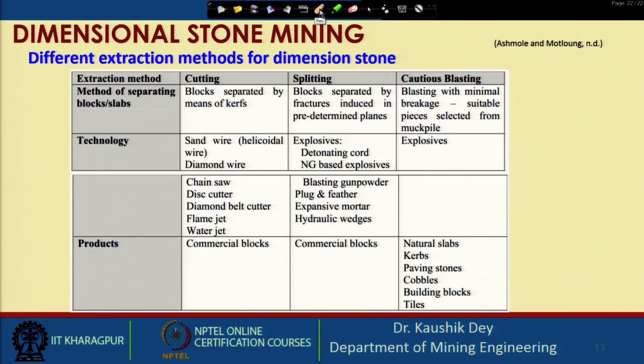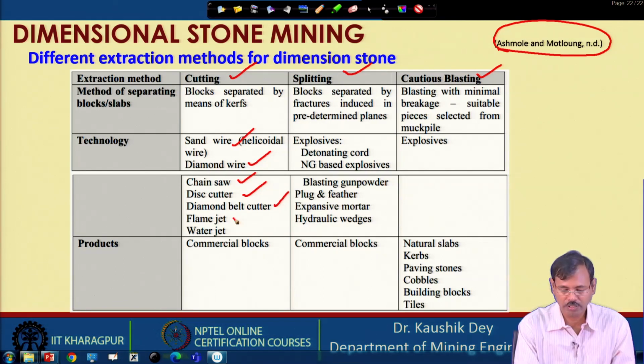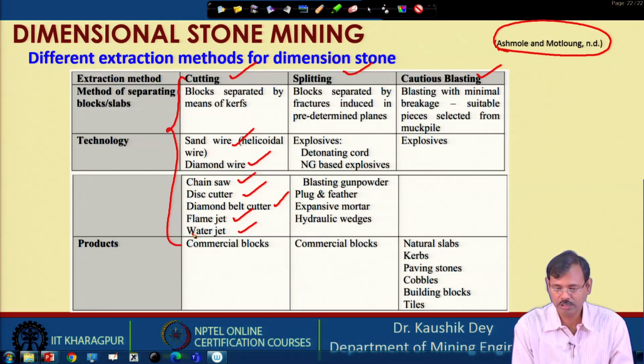Now, let us see this. The reference is available on the website, one can download it. So, the extraction method is basically divided into three parts: cutting, splitting, cautious blasting. And in cutting there are different methods: diamond wire method, sand wire method, chainsaw, disc cutter, diamond belt cutter, flame jet, water jet. These are the different cutting systems.